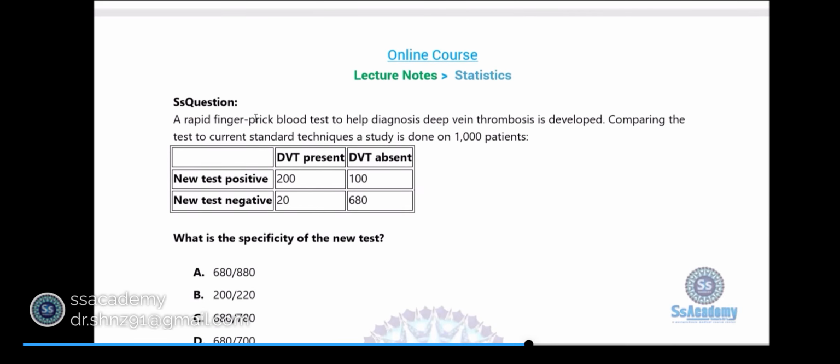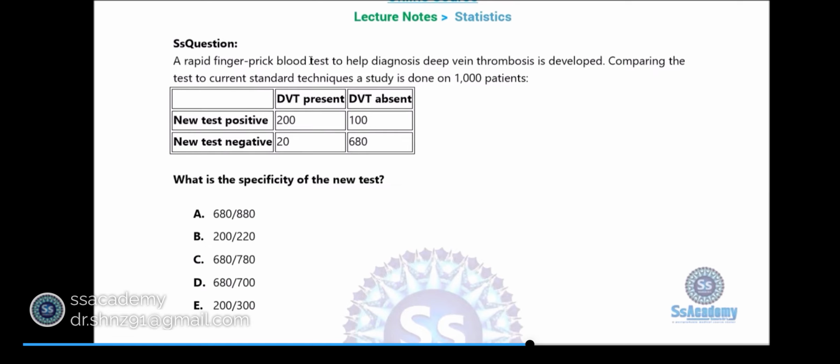Another question: a rapid finger prick blood test to help diagnose DVT is developed. Comparing the test to current standard techniques, a study is done on 1,000 patients. DVT present, DVT absent. The new test is positive in 200 patients with DVT present. DVT is absent in 100, but the test is positive. The new test is negative but DVT is present in 20. The new test is negative and DVT is absent in 680 patients.